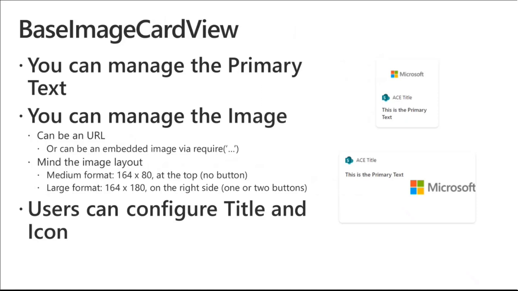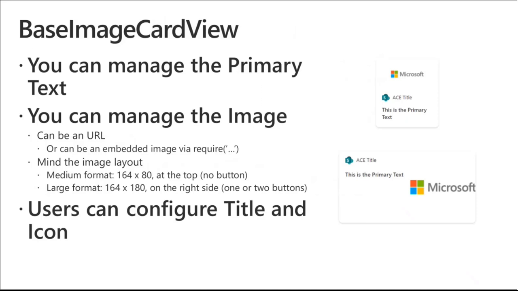You should also keep in mind that when you configure the rendering of your adaptive card to be medium or large size, the behavior of the rendering of your image will change. In the medium one, the image will be rendered at the top, and the size will be the one you see here, 164 by 80. And you will not have any button rendered in the UI because there is not enough room to render a button in the medium one.